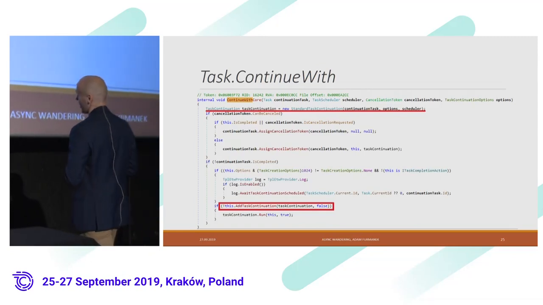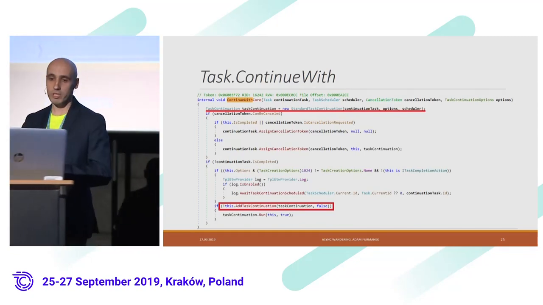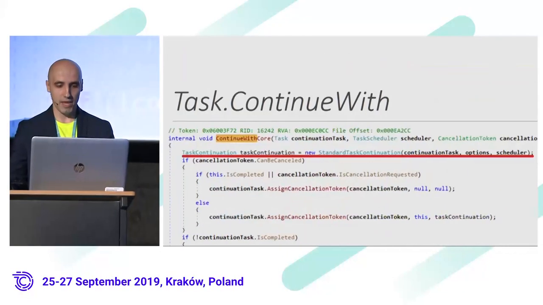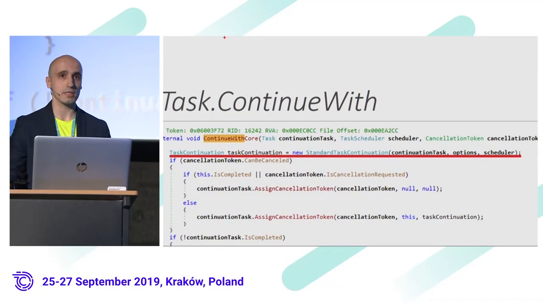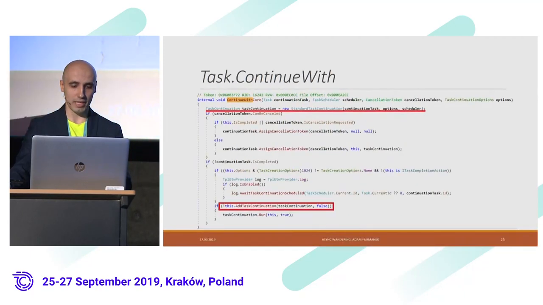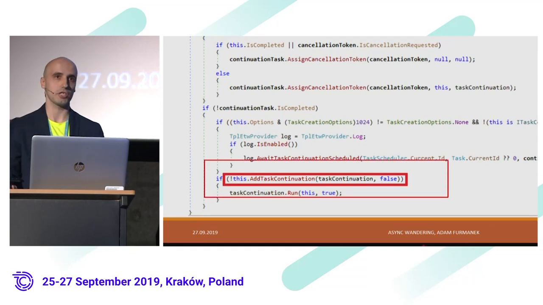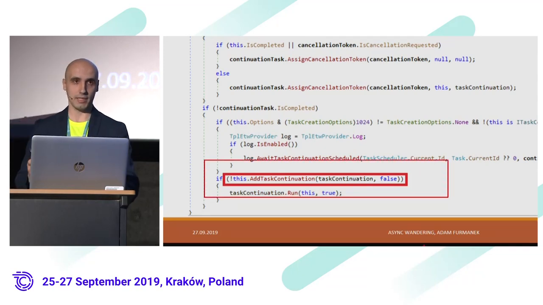So how does ContinueWith work under the hood? When we start dissecting the code and picking into the TPL internals, what we can see is that first we create the standard task continuation, which represents the job to be done. Ultimately, this task continuation is passed to AddTaskContinuation. So what is this task continuation?